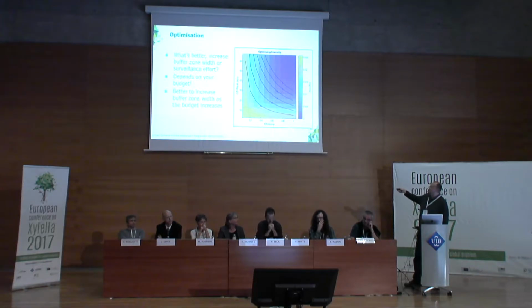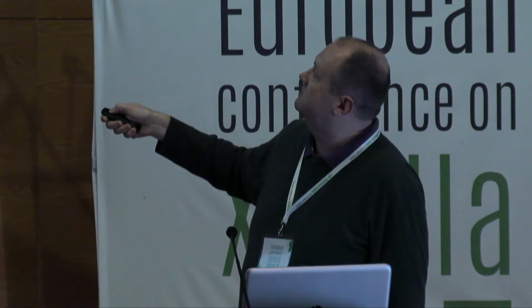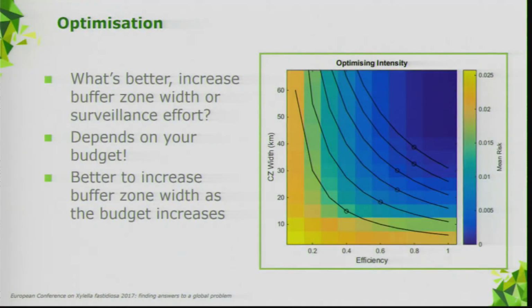As you can see, you get an optimal trade-off between surveillance and width of buffer to minimise risk. And you can do this for different amounts of budget. If you join the dots, you get a curve of optimal strategies. What this is saying is that as you increase the amount of budget you spend on controlling within the buffer, you should actually start to increase the buffer width and not put so much effort into surveillance within the buffer. So it's better to control the buffer zone width.